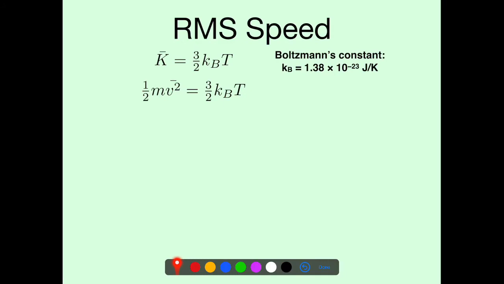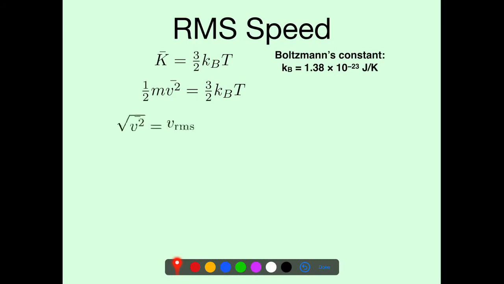And since we're dealing with averages, right, K with a bar on top means we're talking about the average kinetic energy. v squared also is an average. Okay, so there's a little bar above that as well. And what we want to do is solve for the speed. We want v on its own, not with any sort of square on top of it. So what we're going to do is take the square root. So let's be really, really clear about what we're doing here. We're going to take the square root of the average of v squared.